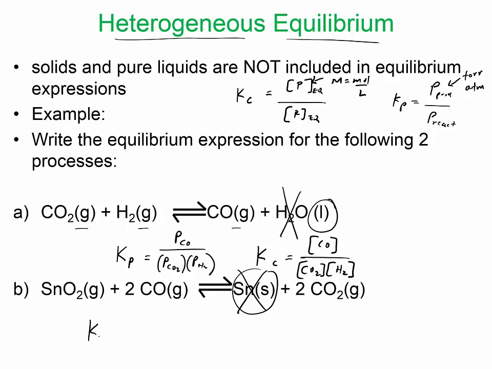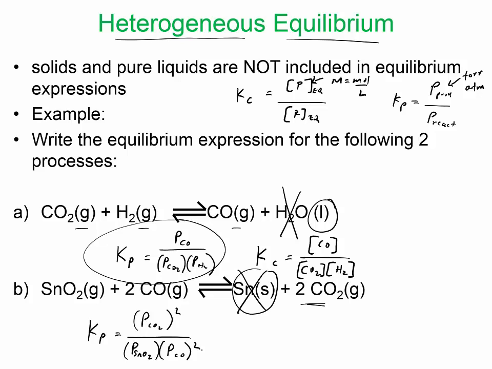Now in this one, the tin, we see this solid, so that's not included in the equilibrium expression. For this one, if the problem gave you pressures, you would want to do the problem like this. Most likely, if they're giving you pressures in Kp, you would set it up using partial pressures. So you would go the partial pressure of CO2 squared over the partial pressure of SnO2 times the partial pressure of carbon monoxide squared, and that would be your expression.